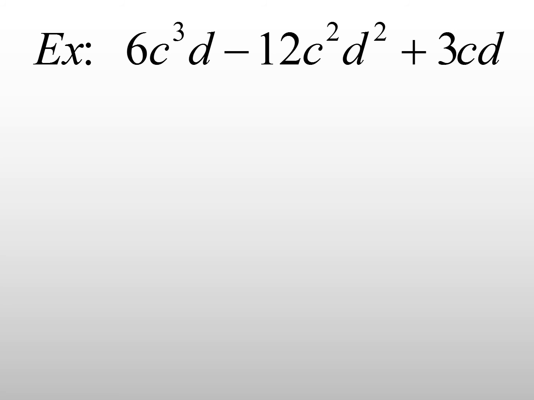For our first example, we have 6 times c to the third power times d minus 12 times c to the second power times d to the second power plus 3 times c times d. Our first step will be to find the greatest common factor.